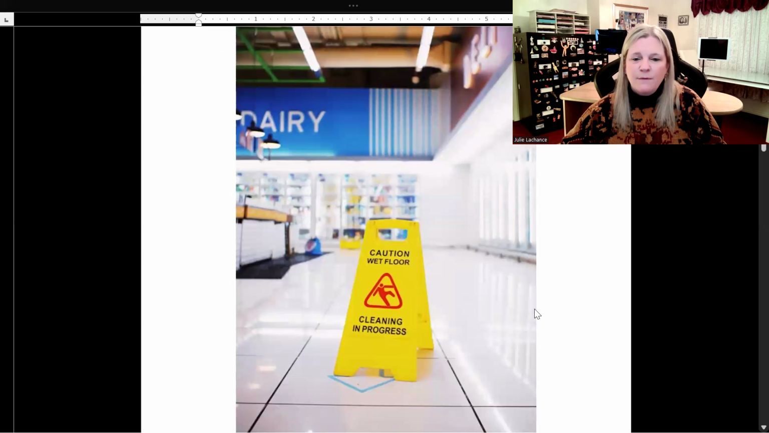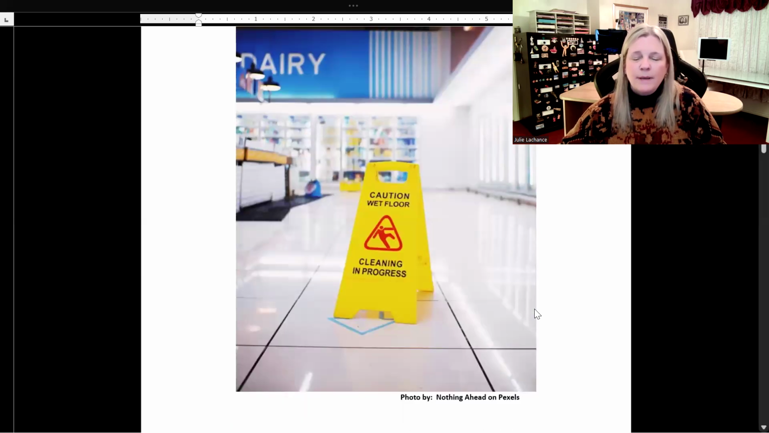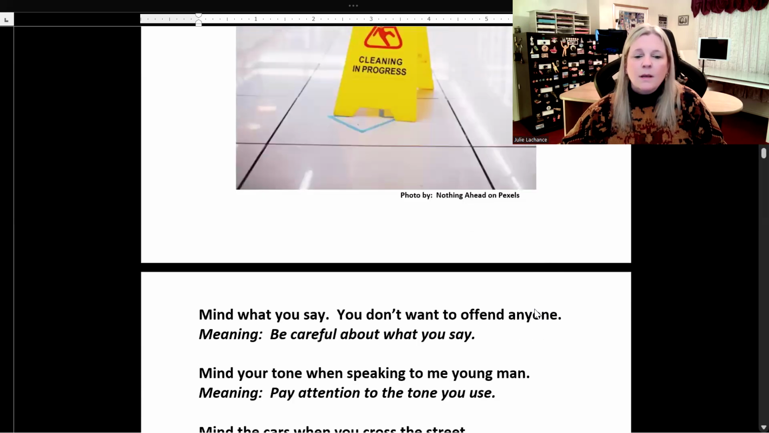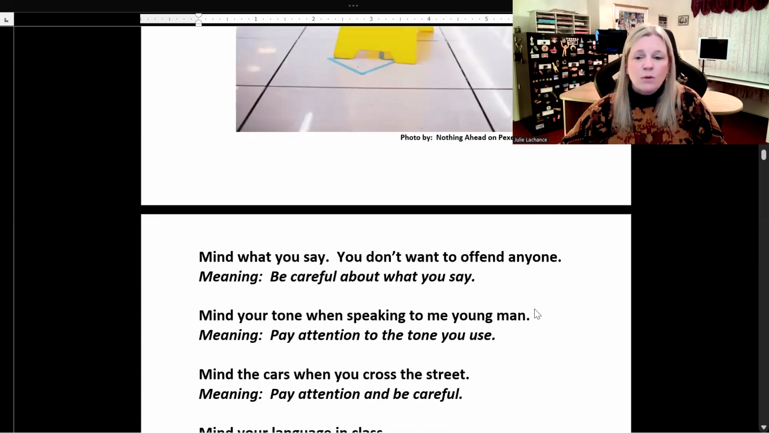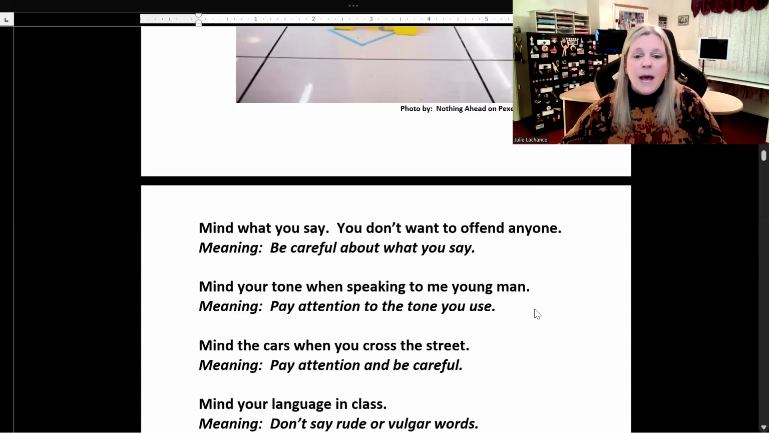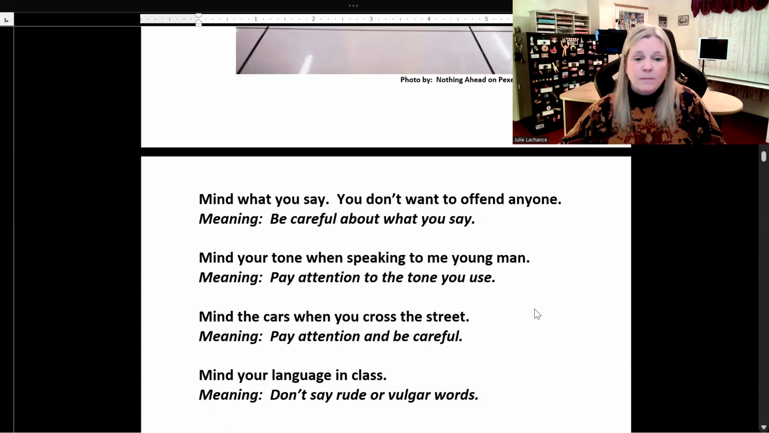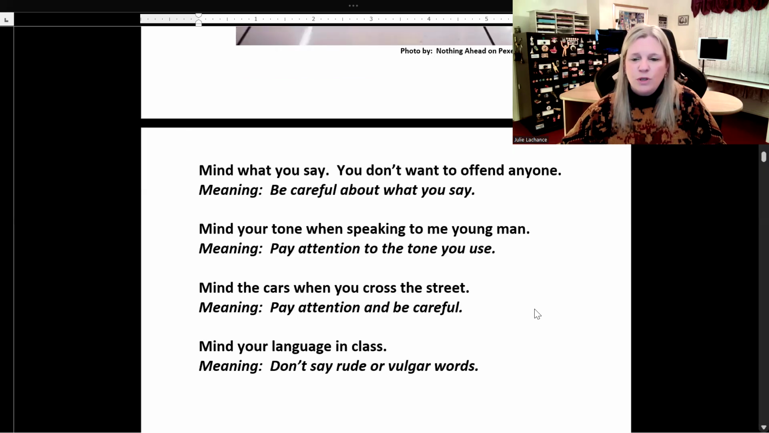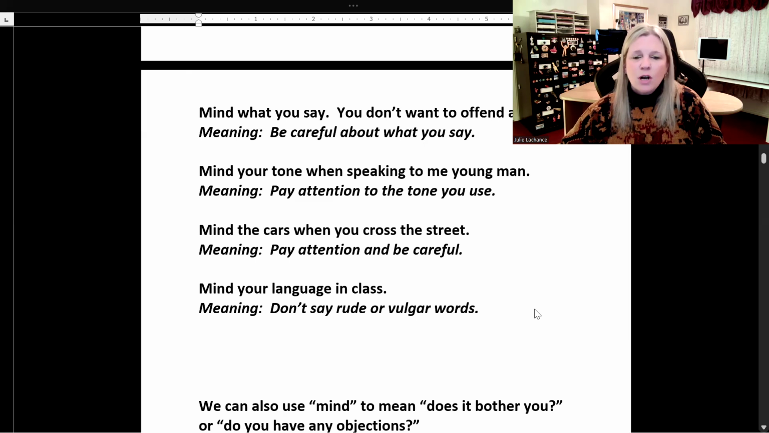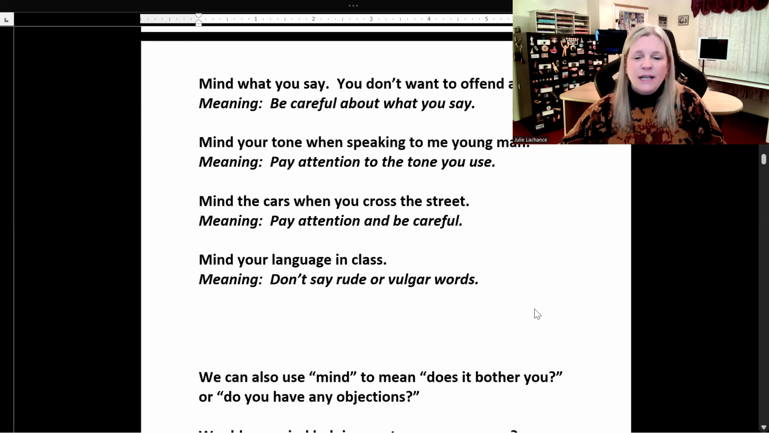We've all seen this sign before. Wet floor, be careful. Mind what you say. You don't want to offend anyone, meaning be careful about what you say. Mind your tone when speaking to me, young man, meaning pay attention to the tone you use. Mind the cars when you cross the street, meaning pay attention and be careful. Mind your language in class, meaning don't say rude or vulgar words.